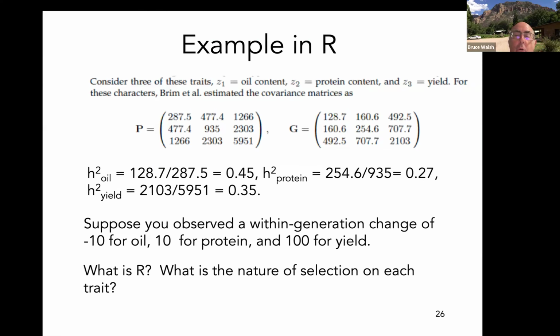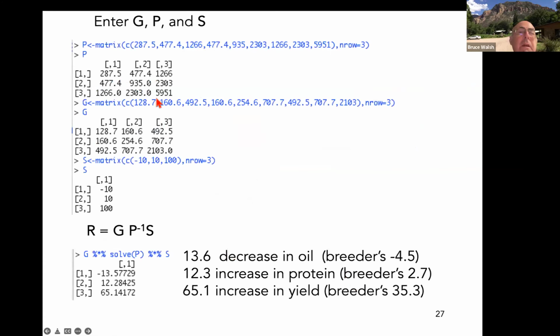Well, if you do the Breeder's equation, what do you expect? The Breeder's equation is S times h squared. So you expect minus 4.5 for oil, 2.7 for protein, 35 for yield. We go through, this is putting in P and G, in R, that's putting in S, and that's the command that basically says G times the inverse of P times S. And what do I get? Over here, the prediction from the Breeder's equation: 4.5 unit decrease, 2.7 unit increase, 35.3 increase.